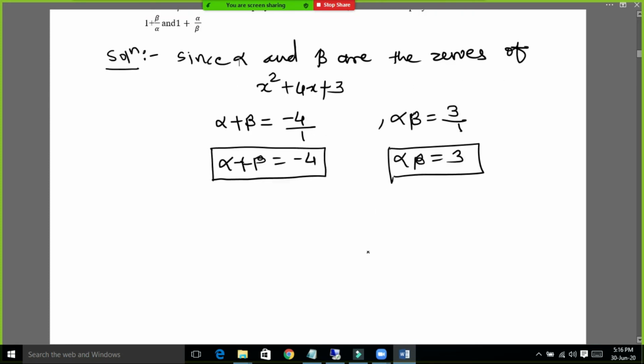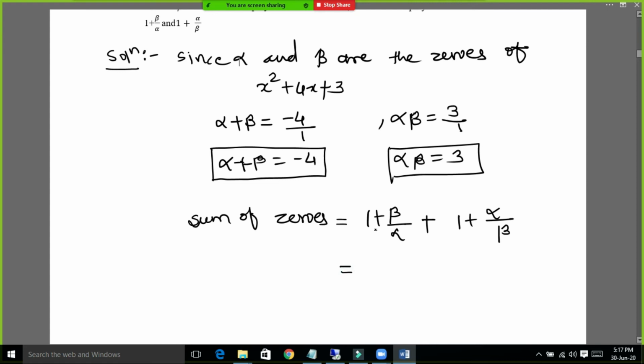Now we have to consider 1 plus beta by alpha and 1 plus alpha by beta. So if we have to form the polynomial whose zeros are 1 plus beta by alpha and 1 plus alpha by beta, we have to consider this. So sum of zeros we consider first, because to form the polynomial we have to go by the formula, and in the formula two values we have to find, that is sum of zeros and product of zeros. So sum of zeros for these zeros, that is 1 plus beta by alpha plus 1 plus alpha by beta. Now we have to solve this equation.